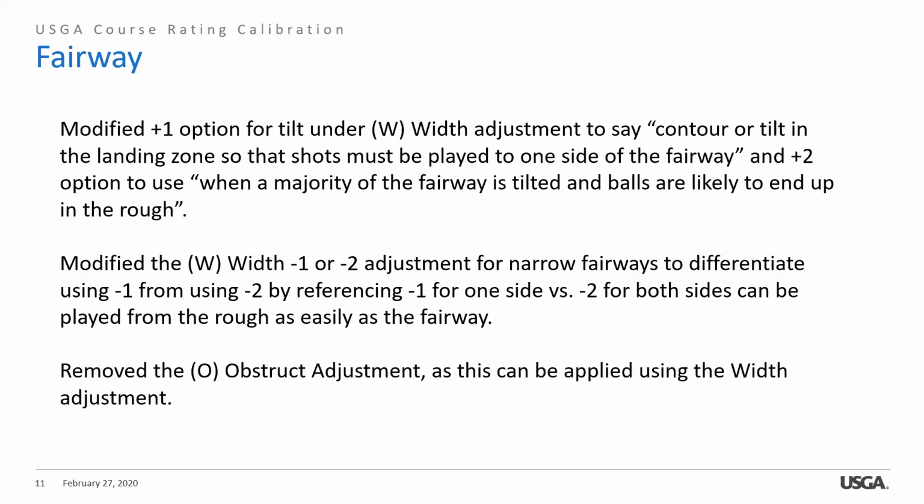And then we've also removed the O obstruct adjustment, and it's been added under the W adjustment. So if you have the table in front of you, you can see now that under Fairway, under W, there is also a list of things that could effectively reduce the landing width, so a plus for W, and one of those is an overhanging tree branch in the landing zone.